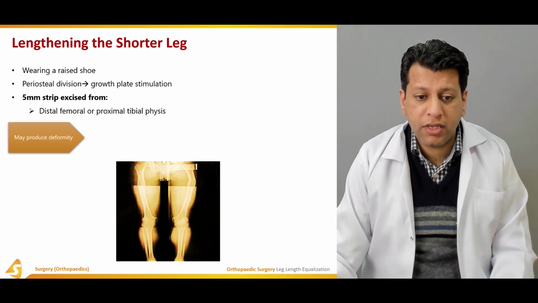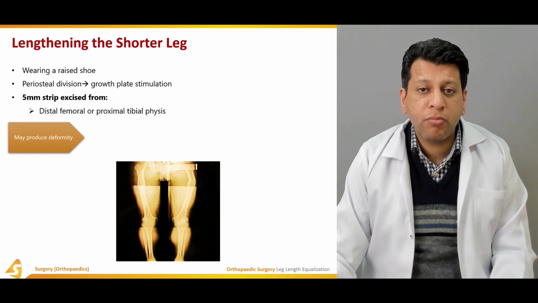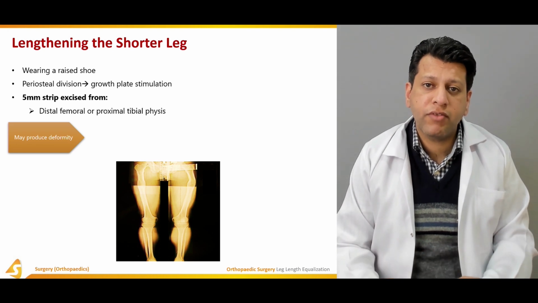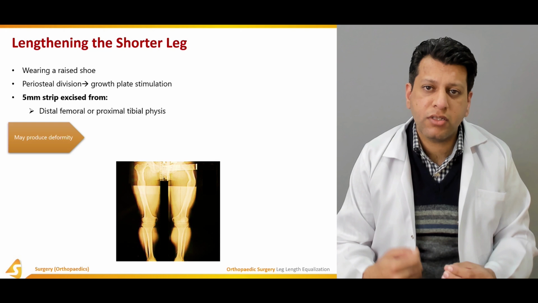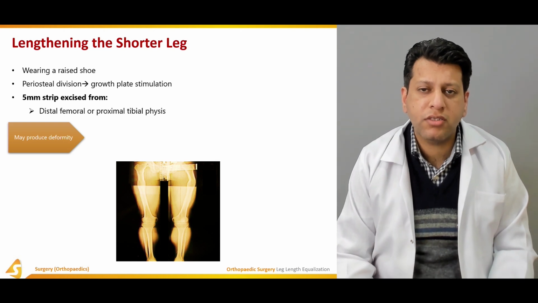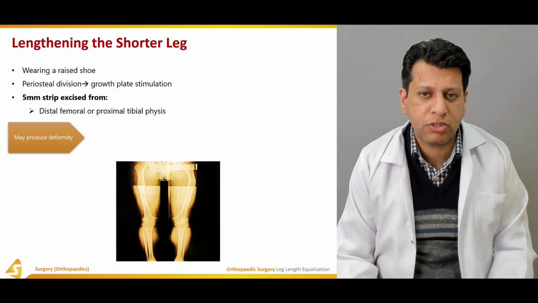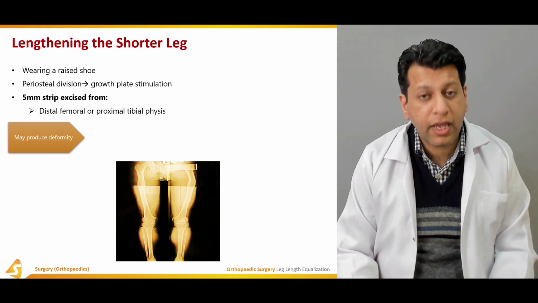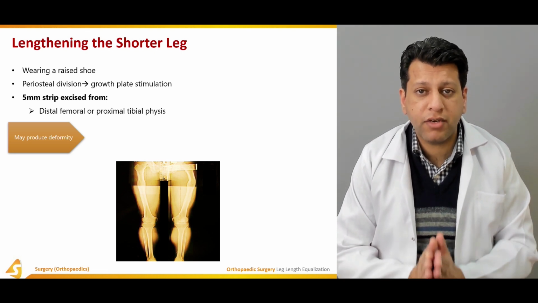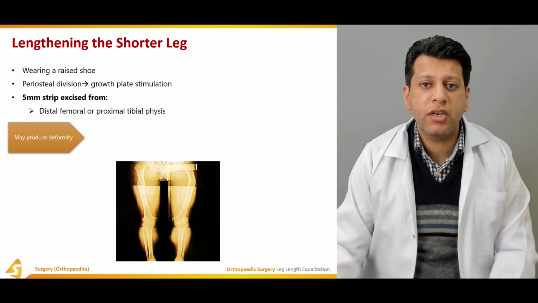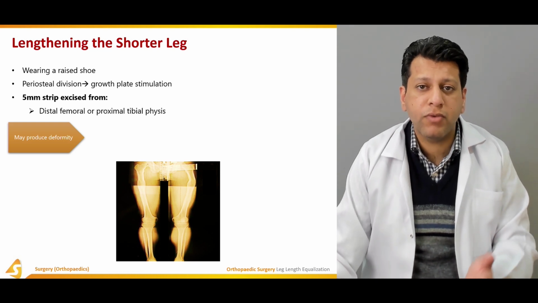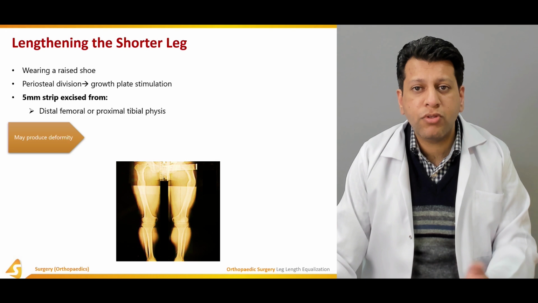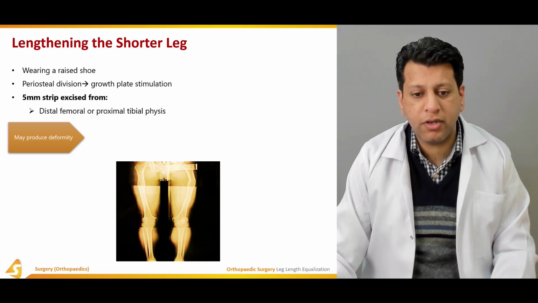But usually 5 mm strips can be excised from the distal femur or proximal tibial physis, where the maximum growth is actually taking place. But the important point is, if we are manipulating the physis, usually this causes some degree of damage to the physis as well, which eventually may produce angulation. We have to be very precise when dealing with the physis. Therefore, when we try to increase the growth, we may also increase angular growth.